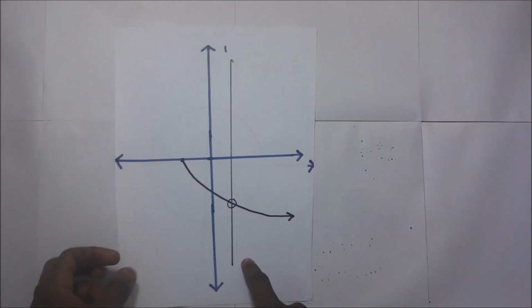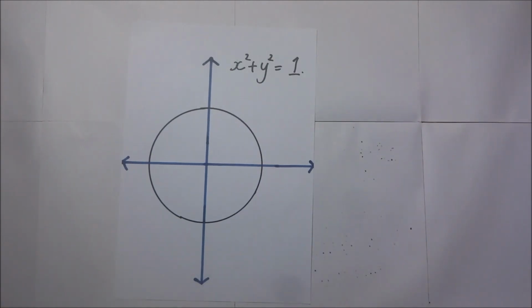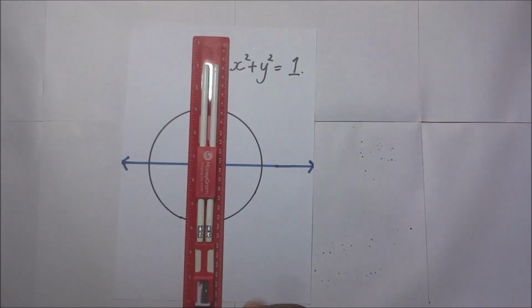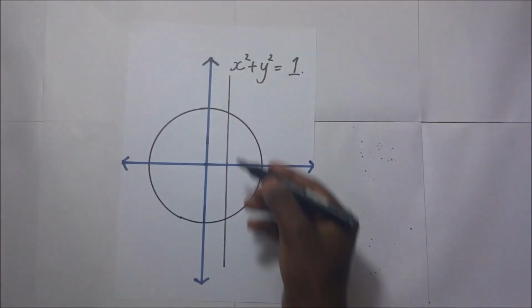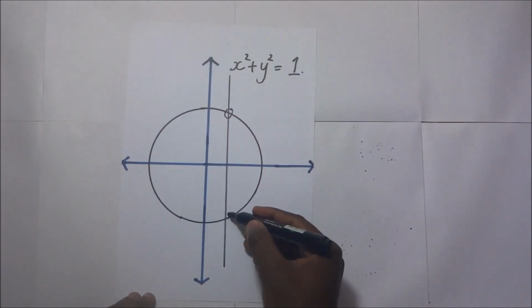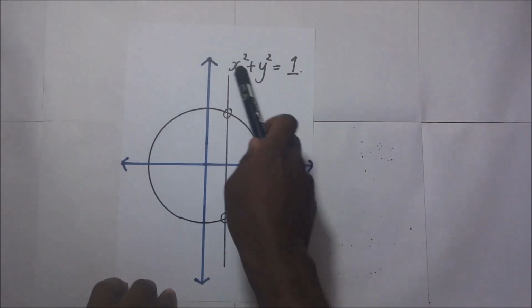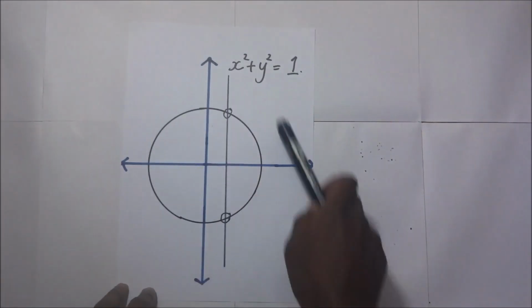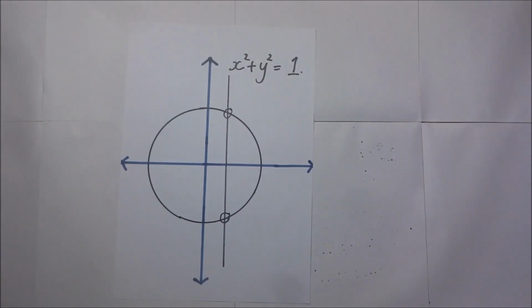And then finally, we have a circle, x squared plus y squared equals 1. Again, we shall do our vertical line test. We shall draw. When we draw it, it intersects at that point and at that point. And since it's intersecting more than once, it means that this relation is not a function.